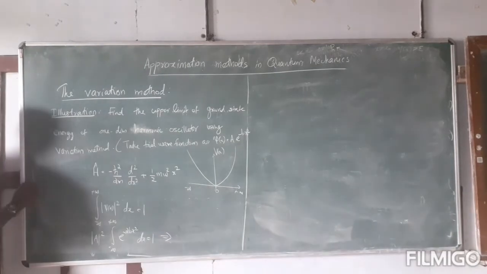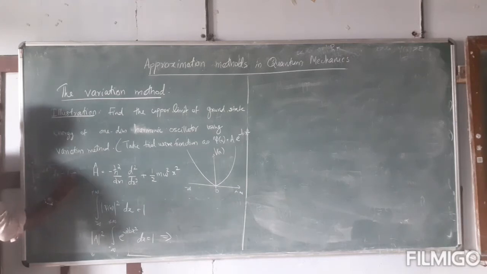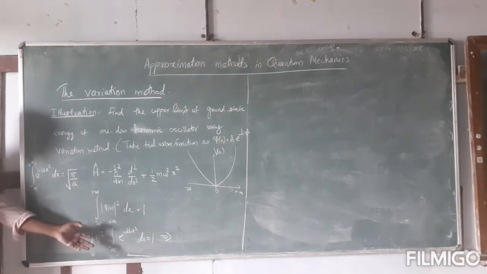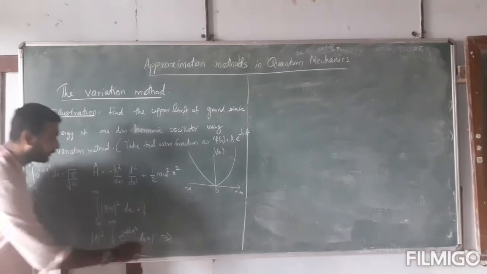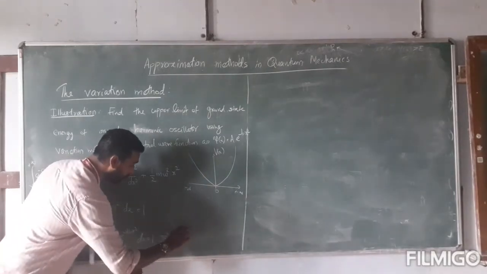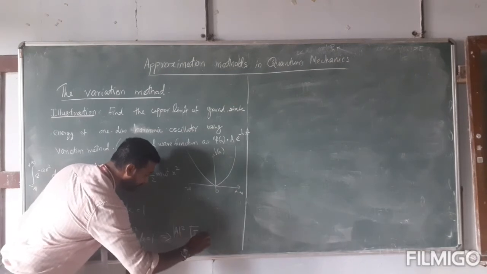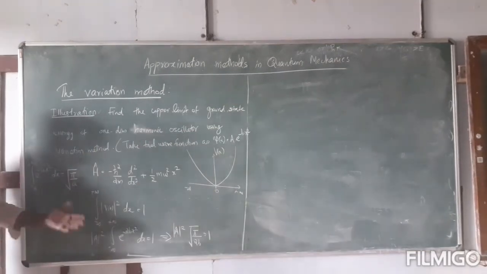Okay, you can remember this formula: the integral from minus infinity to plus infinity of e raised to minus a x square dx equals root of pi by a. You can remember this formula. So if you remember this formula, then what will you get? Mod A square into the root of pi by 2b equals 1. Then what would be a?